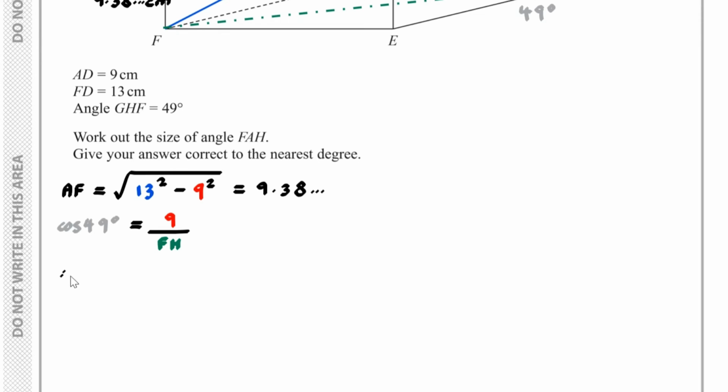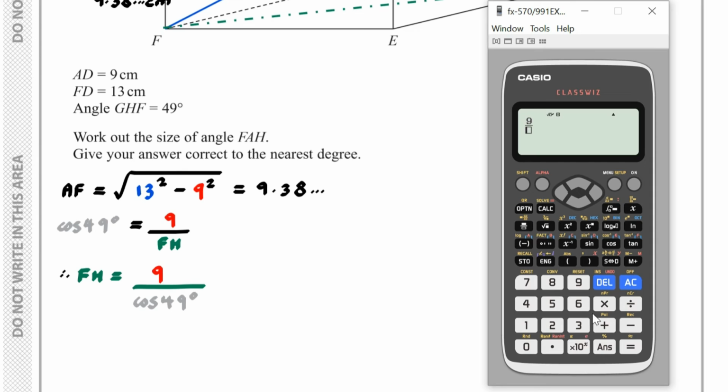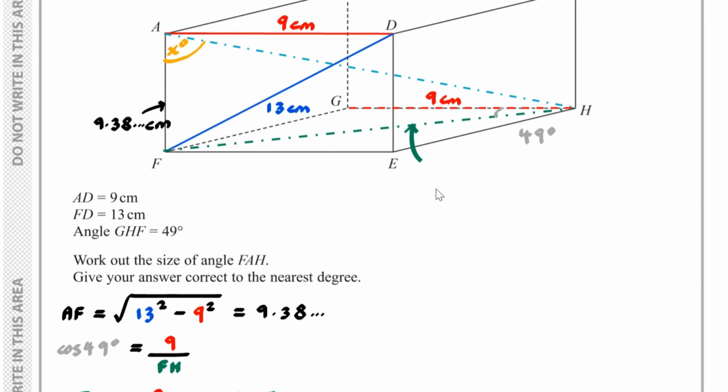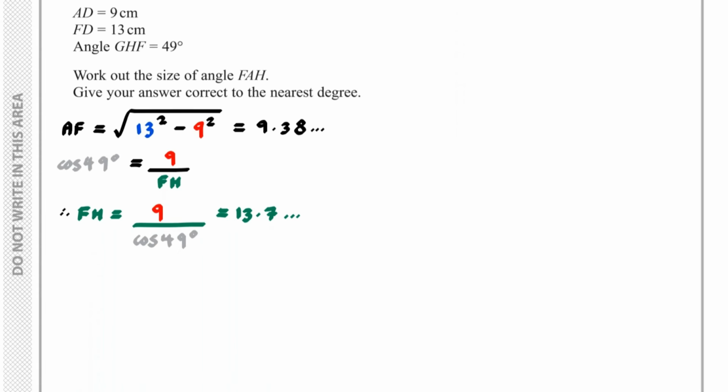So, if we were to find out what FH is, FH is therefore equal to 9 divided by the cosine of 49 degrees, and if we work out what this is, we get FH equals a value of 13.7, etc. So we have this length being 13.7, etc. So now we can find out what x is, again using trigonometry.